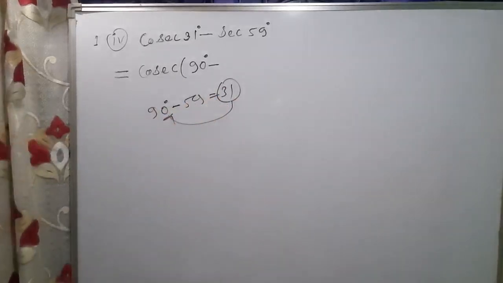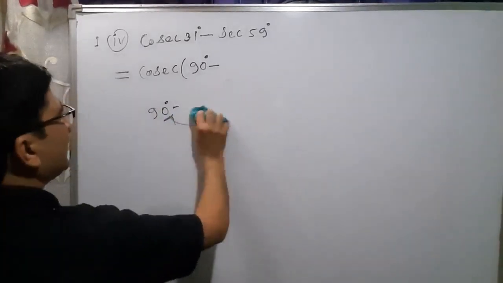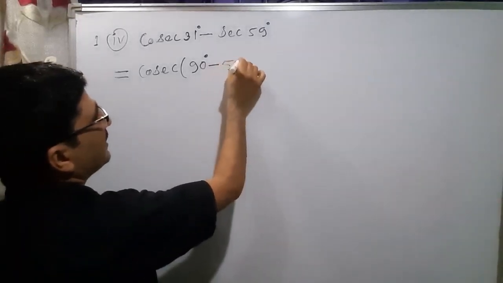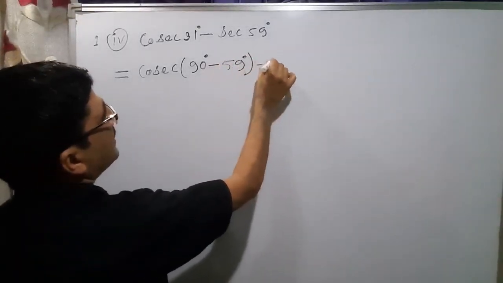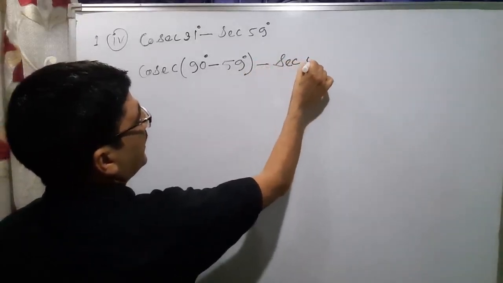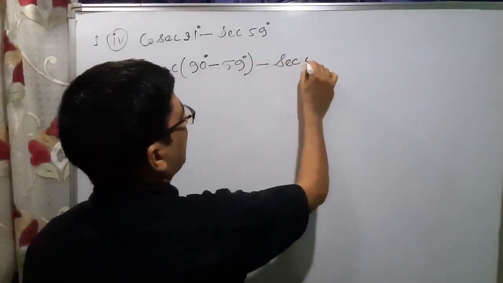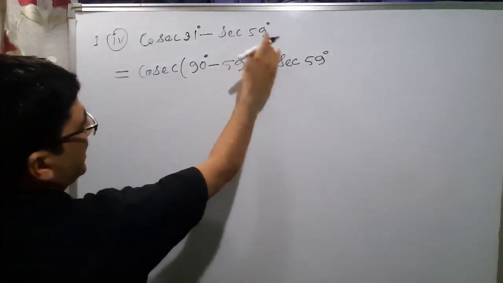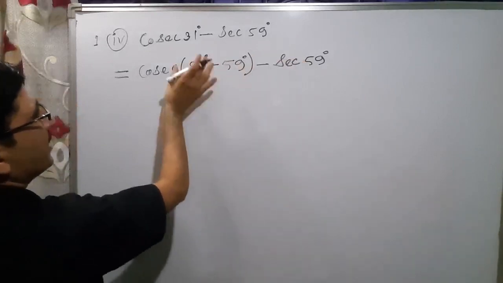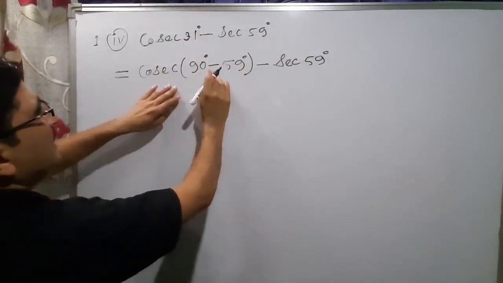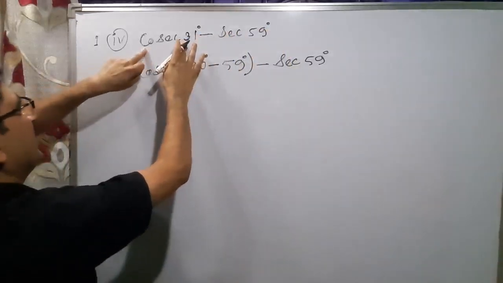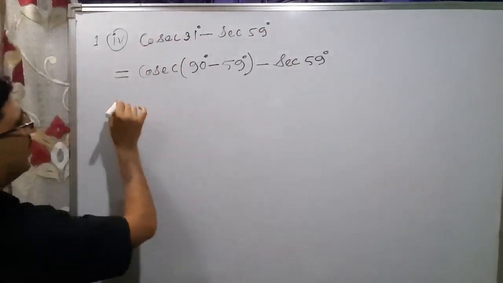So here cosec of 90 minus 59 degree, minus this one is sec of 59 degree. Now you check here. We have not changed anything here. Here we changed this 31. Instead of this, you can do it by changing this one also, but you cannot change both. You cannot touch this one.